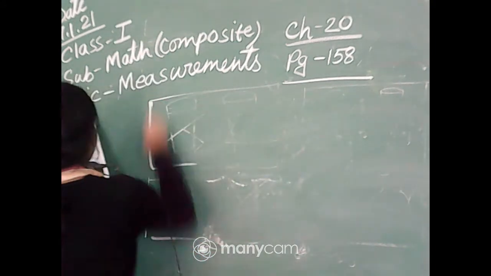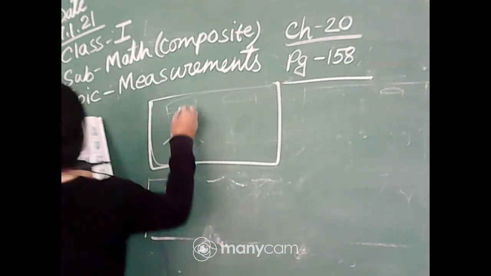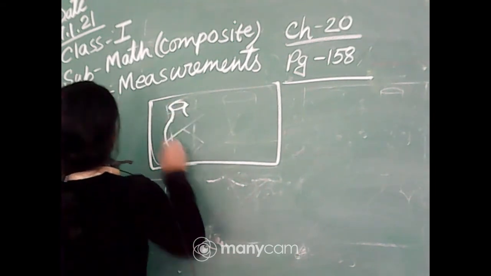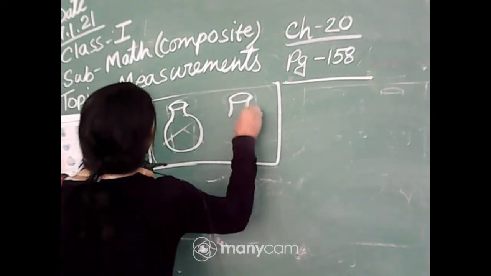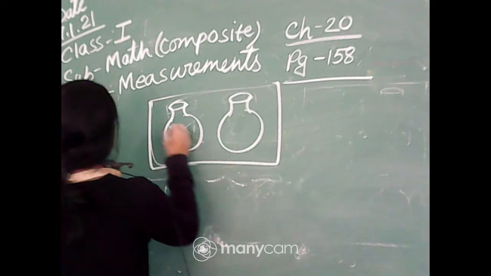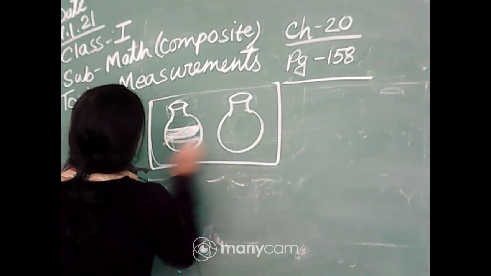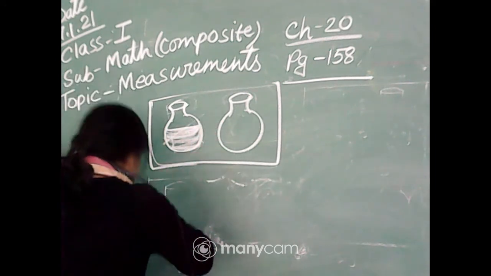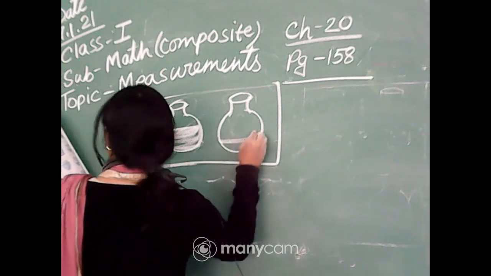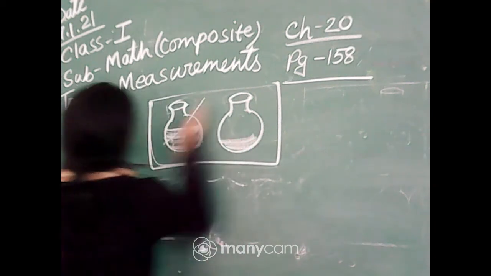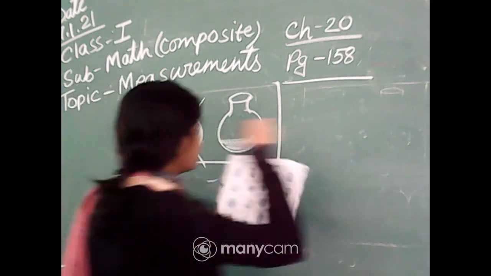Now next one is another pot. The first is full of this, and the second one is this. So cross the container which has more.